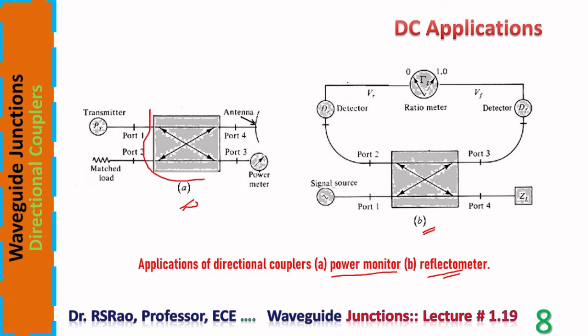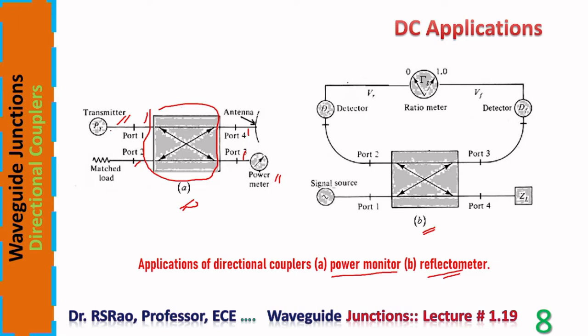This is a directional coupler, 4 ports, port 1, port 2, port 3, port 4. The transmitter is connected to port 1. The antenna is connected to port 4, the output port. So this is the transmitter of a wireless communication system. Port 2, the decoupled port, is terminated in a matched load. To port 3, a power meter is connected. In a typical case, the directional coupler and power meter are always in the circuit, 24 hours, 7 days throughout the year.